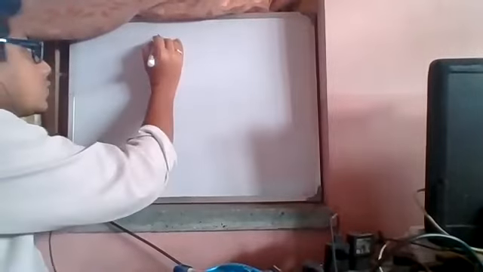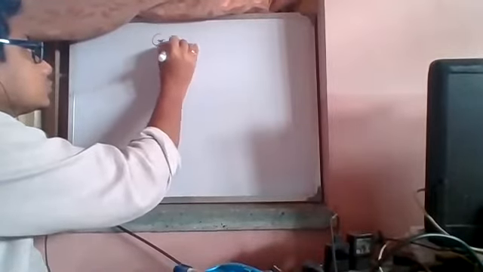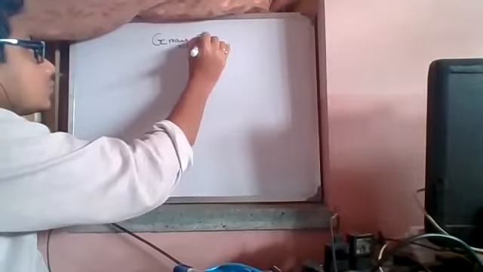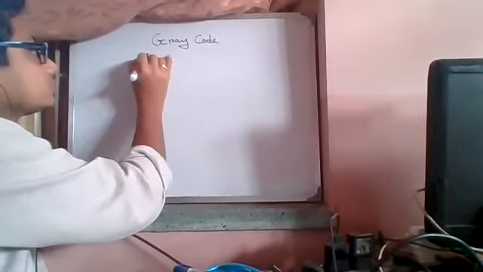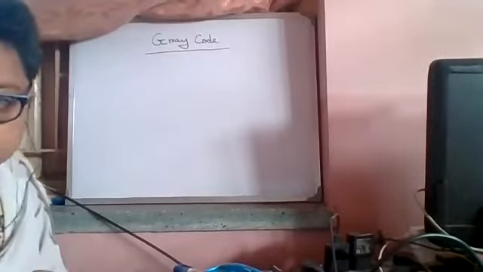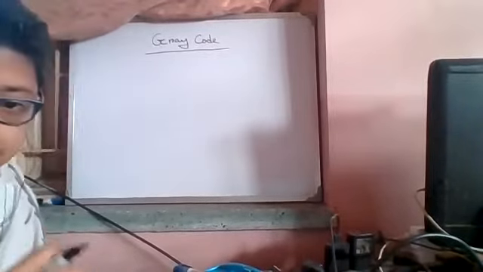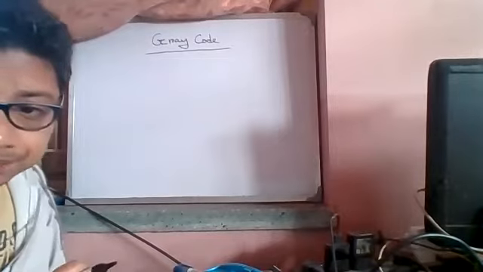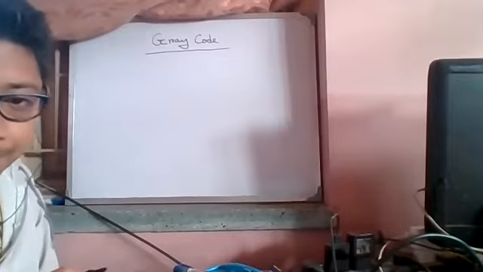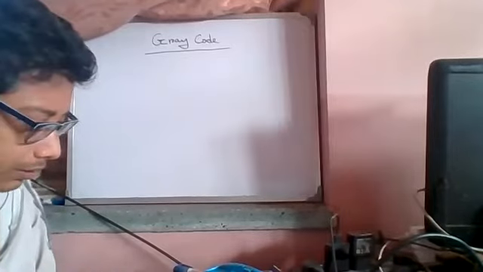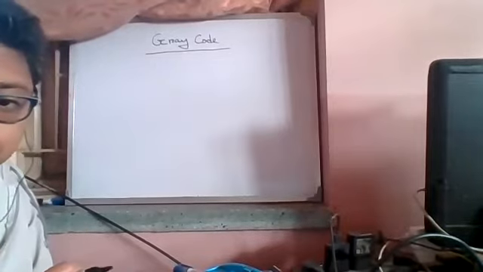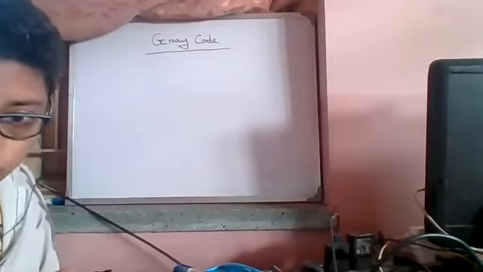Another type of code is Gray code. Now, for the Gray code, the property is that each Gray code number differs from the previous number by a single digit.